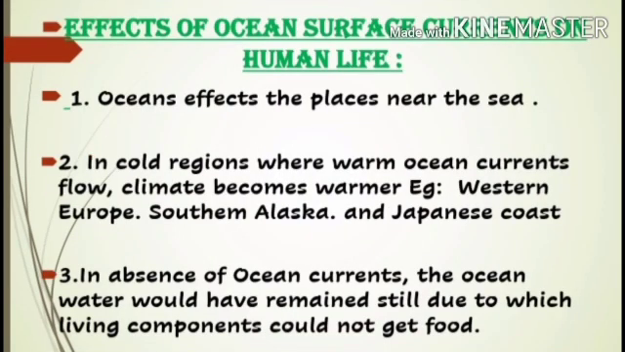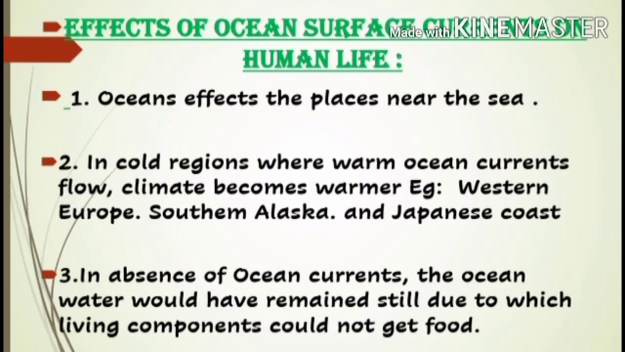Effects of ocean current on human life. Children, ocean currents specially affect the climate of the region having proximity to the sea. Means the places which are near to the sea are more affected by the ocean currents. In cold regions where warm ocean currents flow, climate becomes warmer. Example: Western Europe, Southern Alaska and Japanese coast.